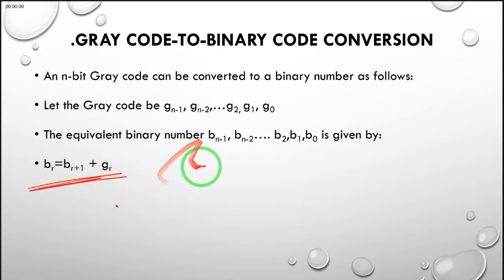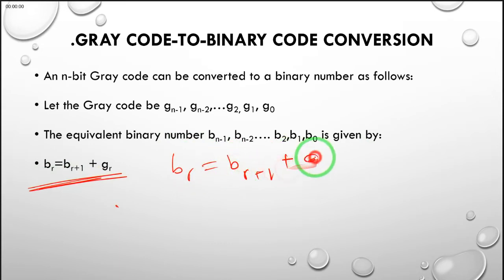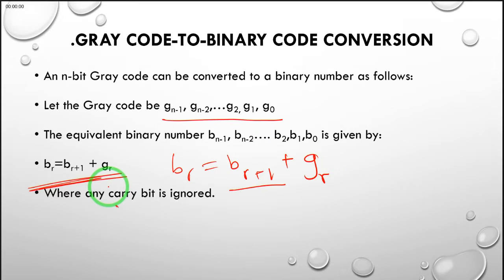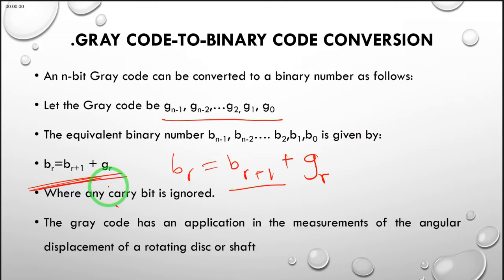obtained by applying a very simple formula that says b_r is going to be given by b_(r+1) plus g_r. And since we know g_r, we know b_(r+1), because we don't have an (r+1) for the first one, it will be 0. So we'll do very simple mathematics like we have done before, and we'll do a simple example that will illustrate that. We also note here that the carry bit is ignored whenever we are doing binary addition.